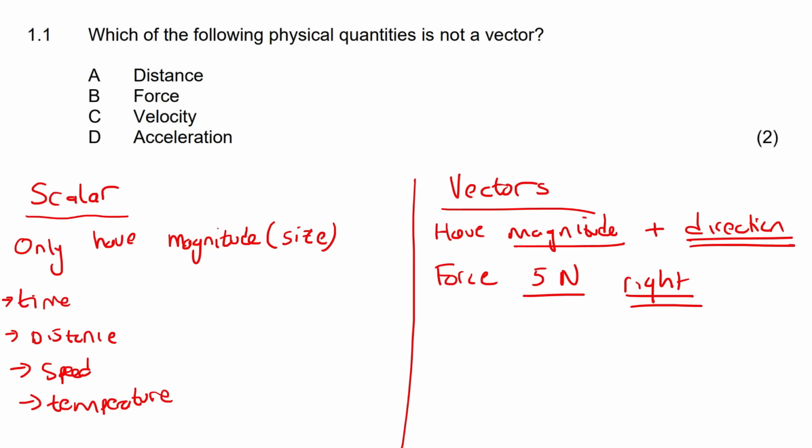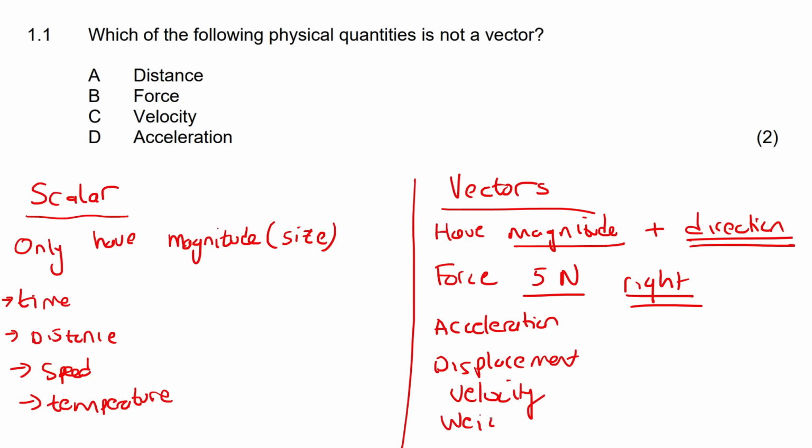Okay, and some other vectors that we've come across are acceleration, displacement, velocity, weight, whereas mass is a scalar. Okay, so it says, which of the following physical quantities is not a vector? Well, force is a vector, velocity is a vector, acceleration is a vector, so it's distance, and we can see we even said distance over here. So the first answer is A.